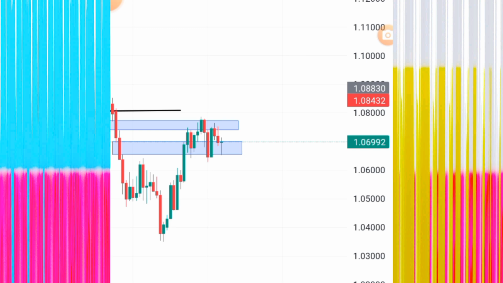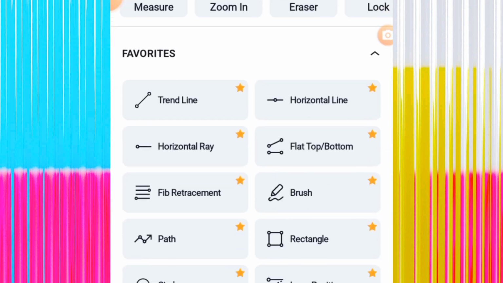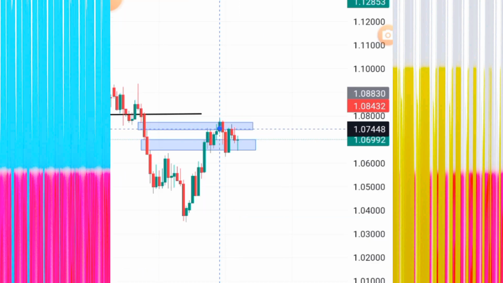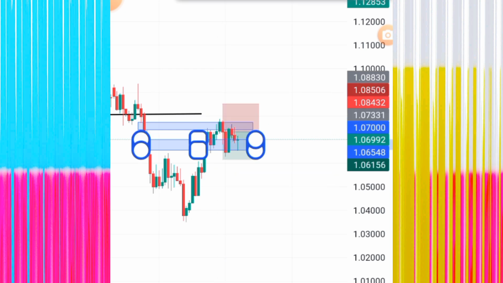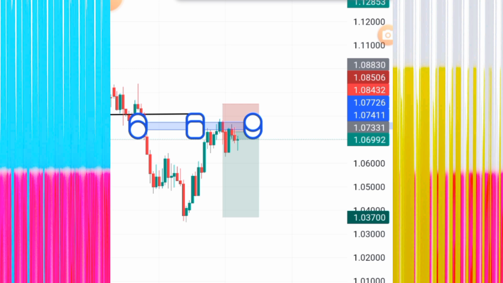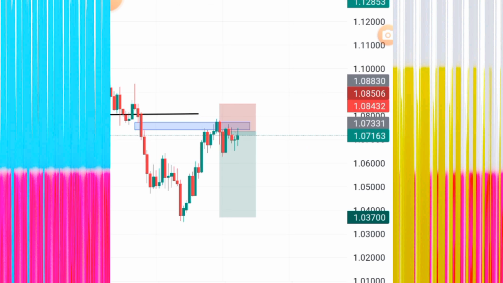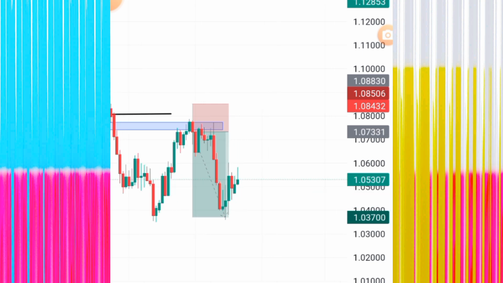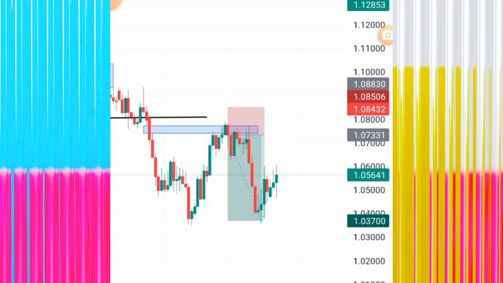You guys can see here there are several confirmations. So I'll just enter immediately after getting my confirmation from here, right? It's almost 1 to 1.5. After my TP is hit, the market will just turn. So that's how you can identify profitable fair value gaps easily, guys.